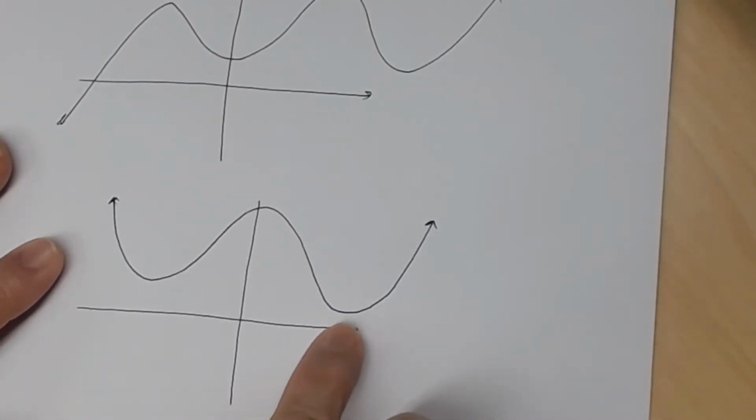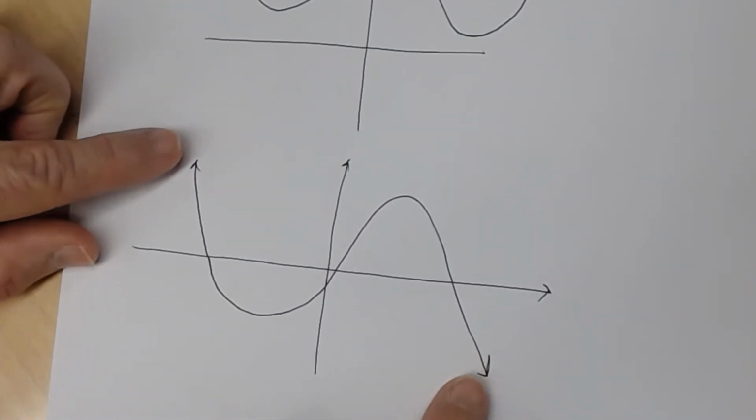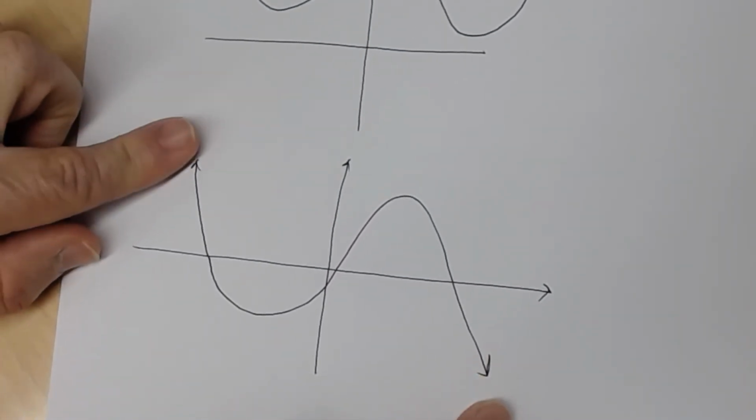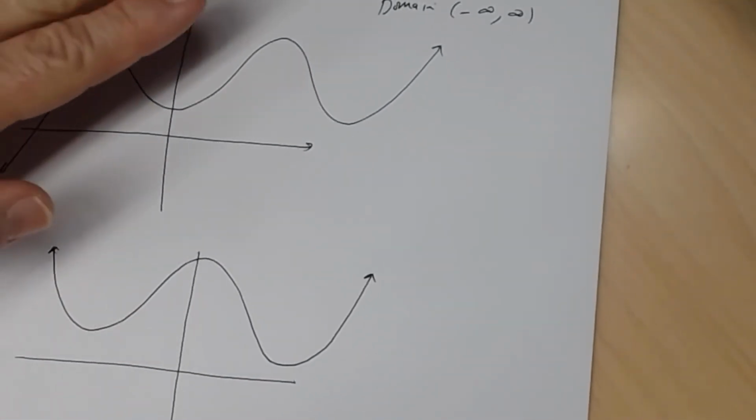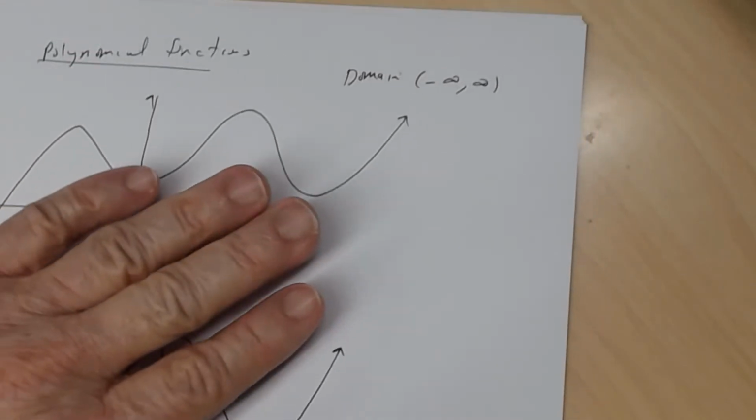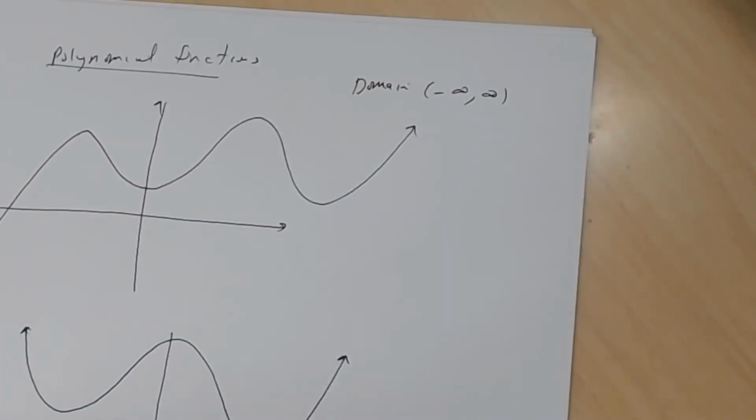Here, the range would be from this low point all the way to infinity. Here, the range is all real numbers because the arrows are pointing in opposite directions. Okay? But for polynomial functions, the domain is all real numbers. So here's what I want you to think about.